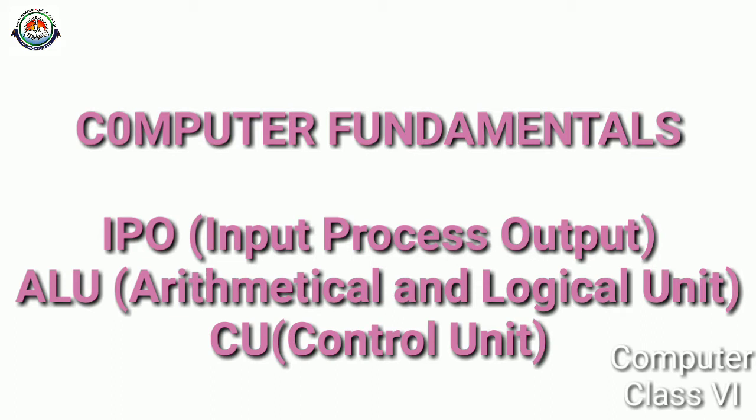In the previous class, we discussed the IPO cycle, ALU, and CU. What is the IPO cycle? Its full form is input, process, output. That means a user can provide inputs through input devices like mouse, keyboard, etc., and a processor, that means CPU, will process those inputs, and finally output devices like monitor, printer, etc. will provide the output.